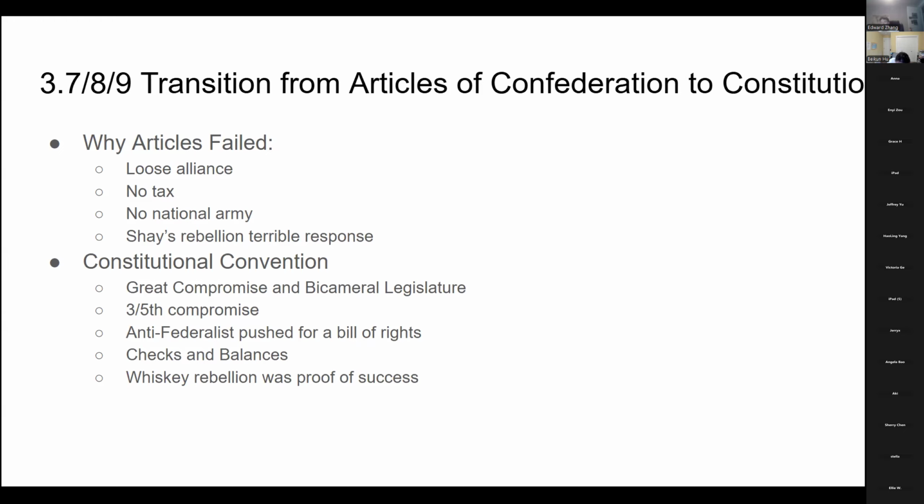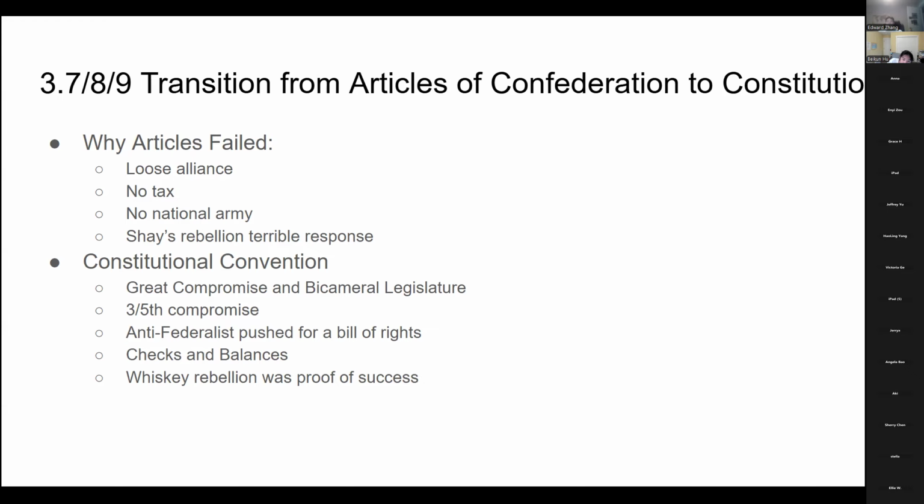Yeah, it didn't have a Bill of Rights, right? And that was actually added because of the anti-federalists, which I'll talk about in a sec. So there are a few main reasons why the Articles of Confederation failed, right? Failed because I'm pretty sure it declared, I forgot what the exact wording was, right?